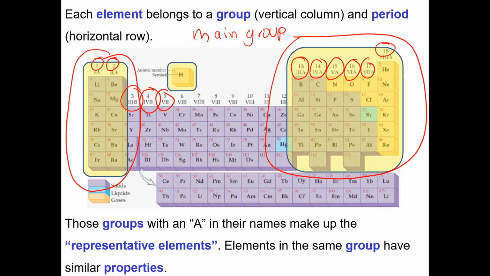An important thing to recognize is that elements in the same group tend to have very similar properties. That is, I want to say that the properties vary less as we go up and down the periodic table than they do as we go across the periodic table left and right.